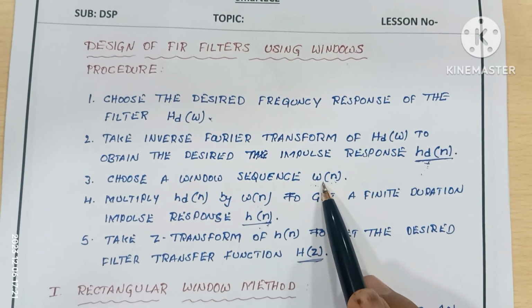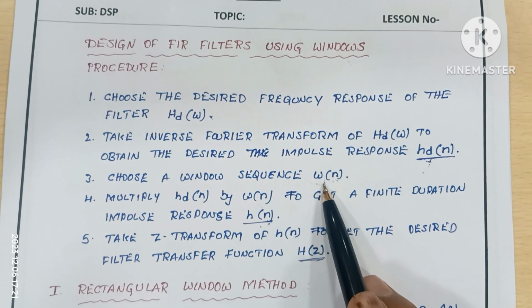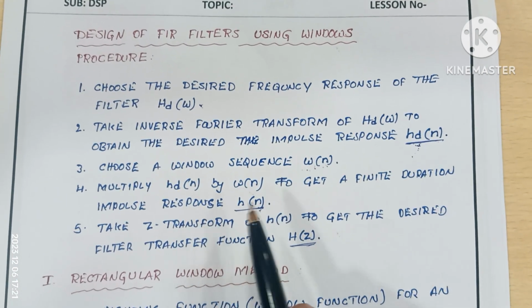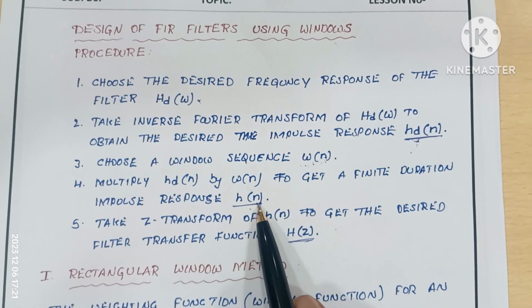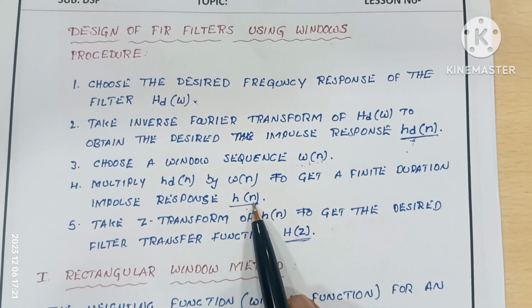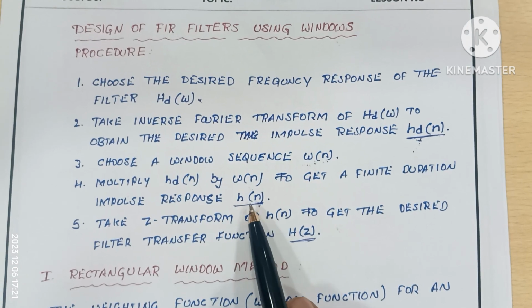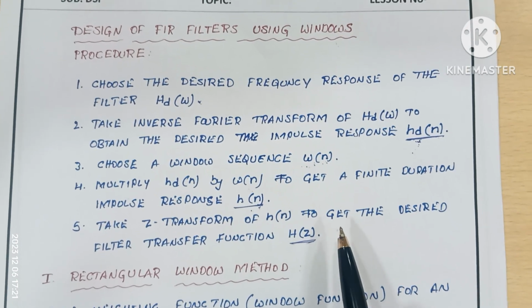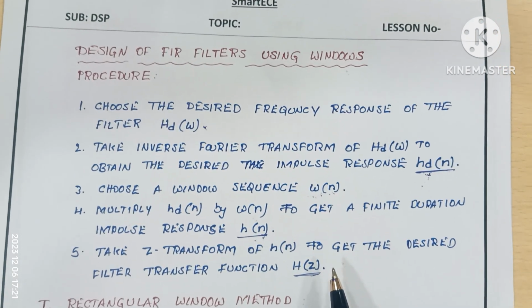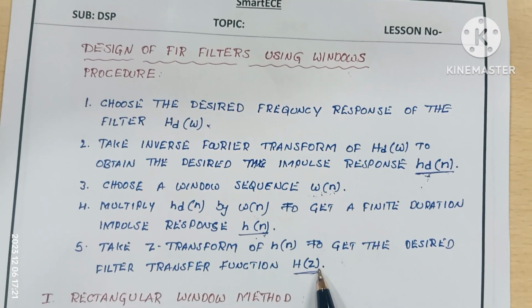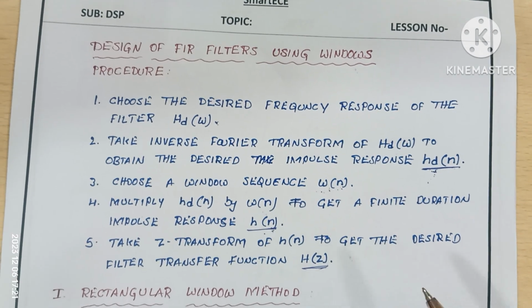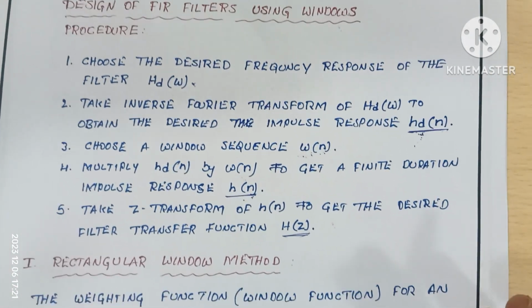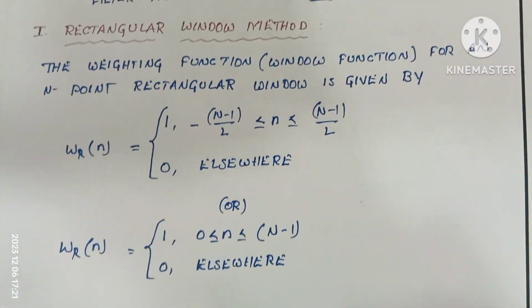After choosing this window sequence, multiply this w of n with HD of n in order to get a finite impulse response h of n. After getting the finite impulse response h of n, apply the z transform of h of n to get the desired digital filter transfer function H of z. So today I'll explain one simple problem in an easy way by choosing the rectangular window method.